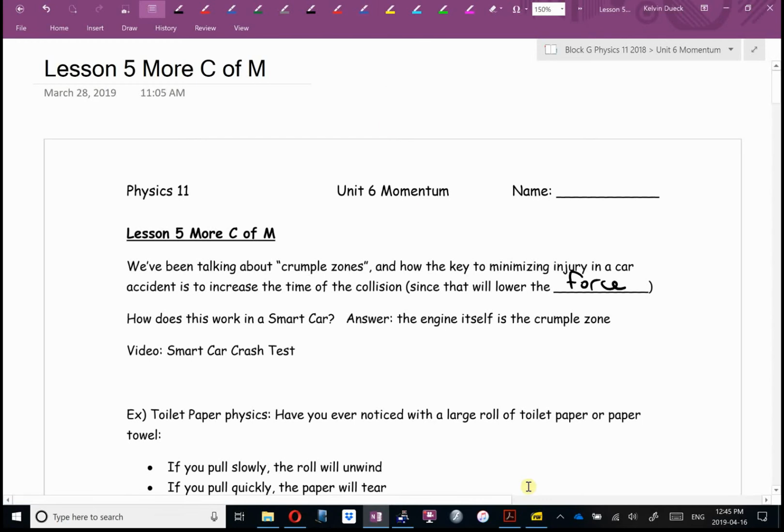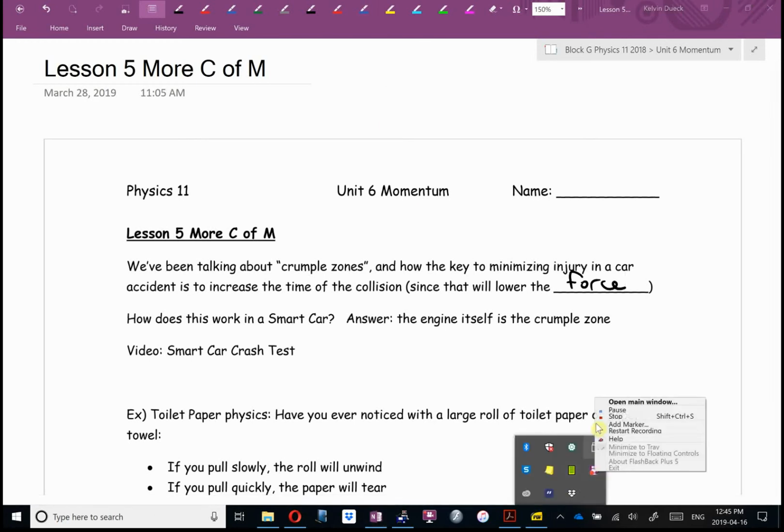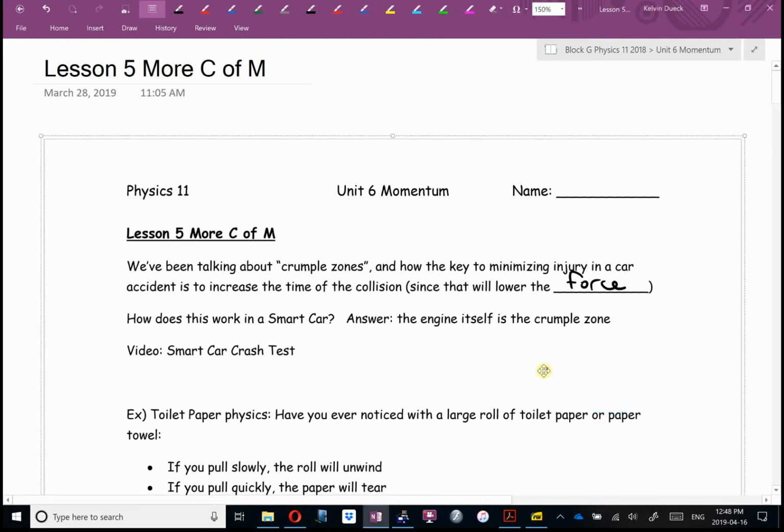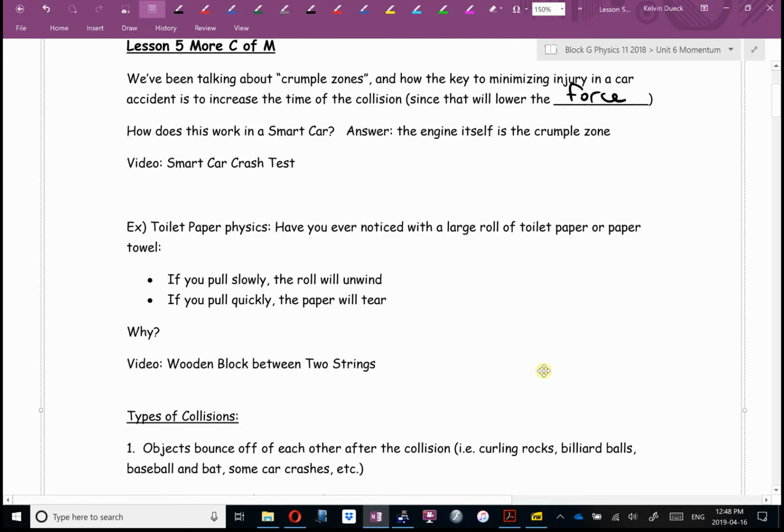Put your pencils down, look up. Toilet paper physics. Our school has those big toilet paper rolls, those big ones. You may have noticed that if you pull very slowly, the roll will spin. But if you pull quickly, what happens instead? Oh, come on, you must have noticed this.